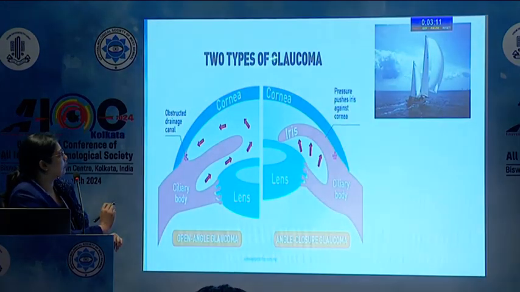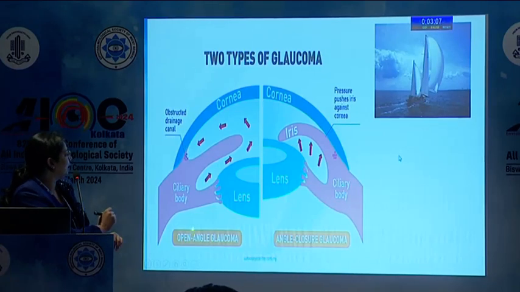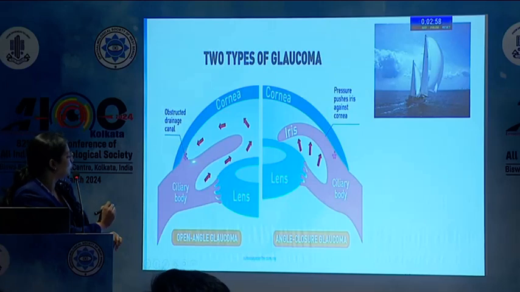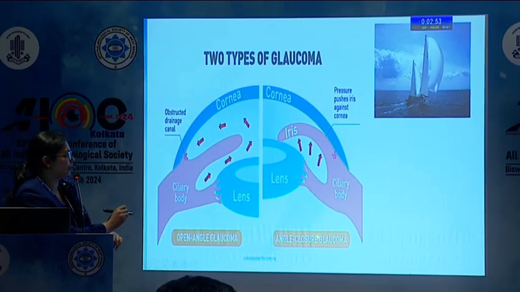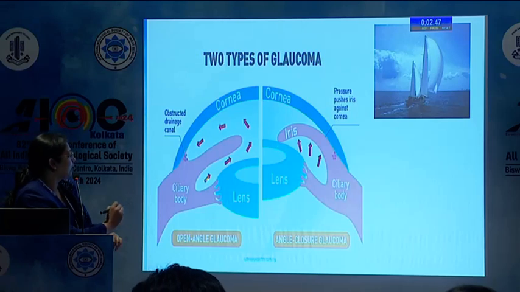Now, the pathogenesis of glaucoma. Please remember, in open angle glaucoma, there is no anatomical obstruction to the outflow until the aqueous reaches the trabecular meshwork. Here the angle is open, so it is open angle glaucoma. Whereas in angle closure glaucoma, we have anatomical obstruction leading to pupillary block. Because of this pupillary block, the aqueous is not draining from the posterior segment to the anterior segment, leading to a buildup of aqueous behind the iris.